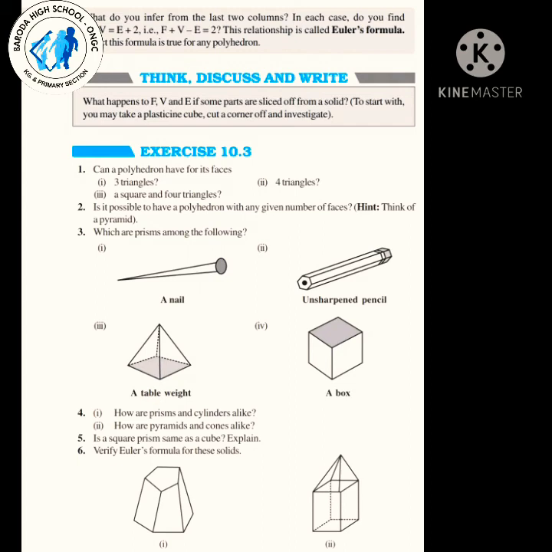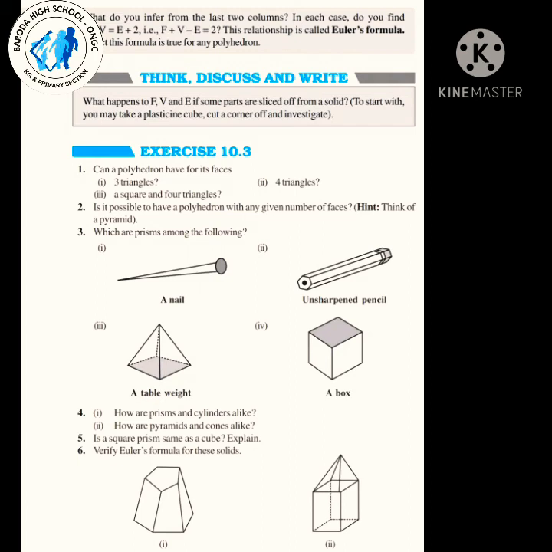Yes, a square prism can also be identified as a cube. A square prism has a square as its base. Now the side of the square can be different, so we can also identify it as a cuboid. Not necessarily only the cube, but it can also be a cuboid.